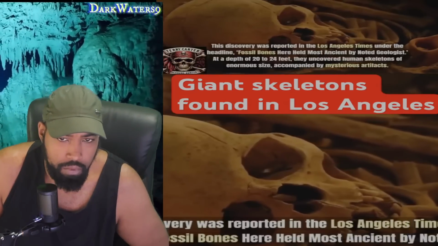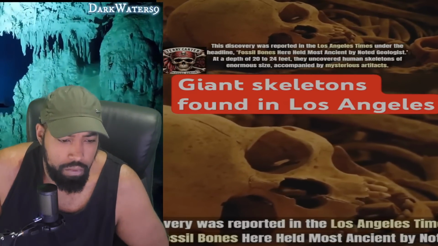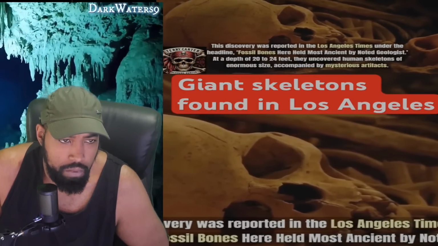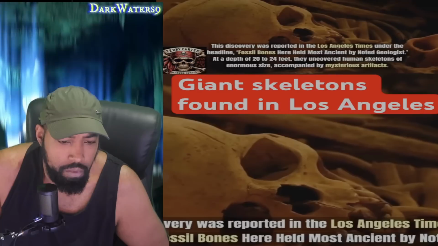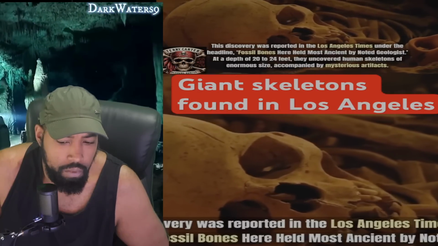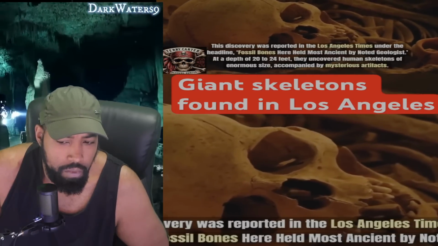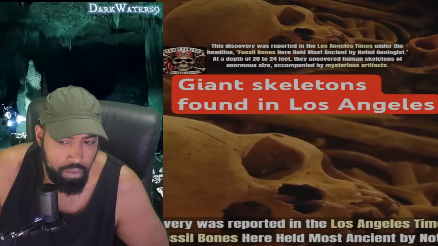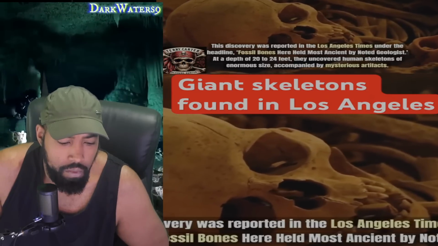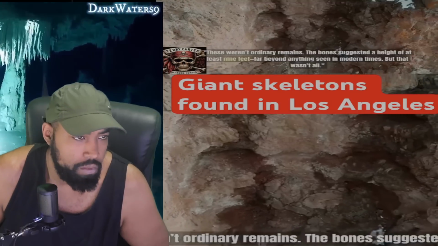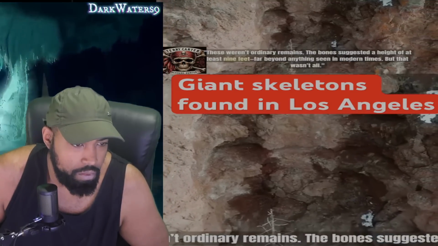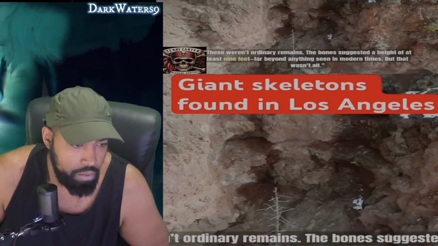This discovery was reported in the Los Angeles Times under the headline, "Fossil bones here held most ancient by noted geologists at a depth of 20 to 24 feet. They uncovered human skeletons of enormous size accompanied by mysterious artifacts." These weren't ordinary remains. The bones suggested a height of at least 9 feet.